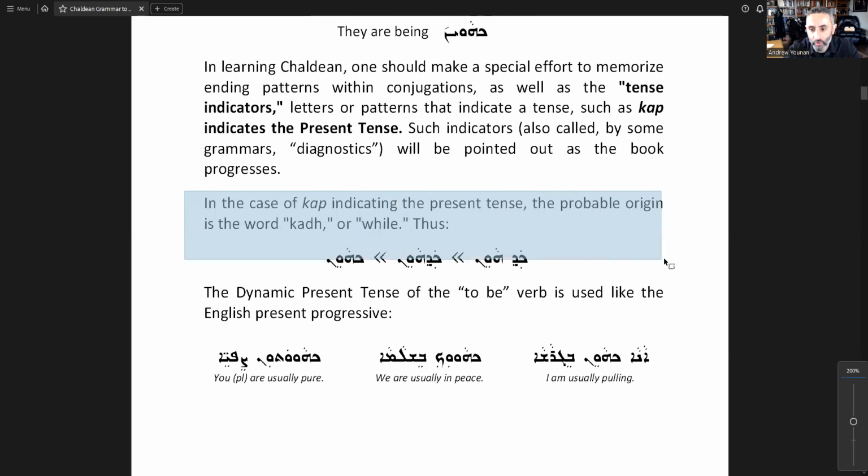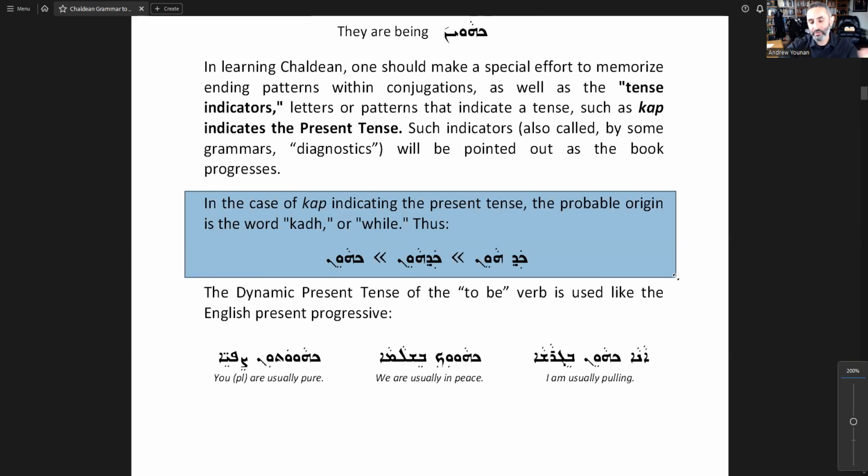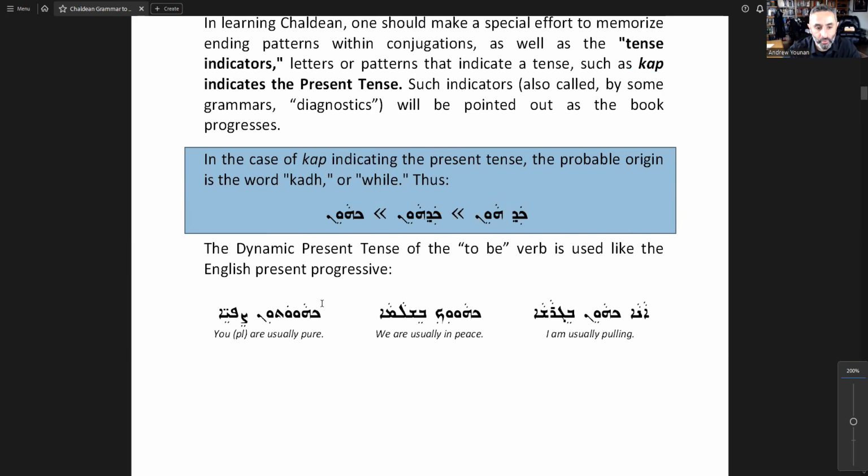Here's a little bit of a historical kind of possibility. This is not important for you to learn, but in the case of the kap indicating the present tense, a probable origin is the word kath or while. So kath hawen, kawen. So while I am being, it kind of becomes a contraction, becomes kawen. Maybe, maybe not. It's not really that important for learning the language. Okay.